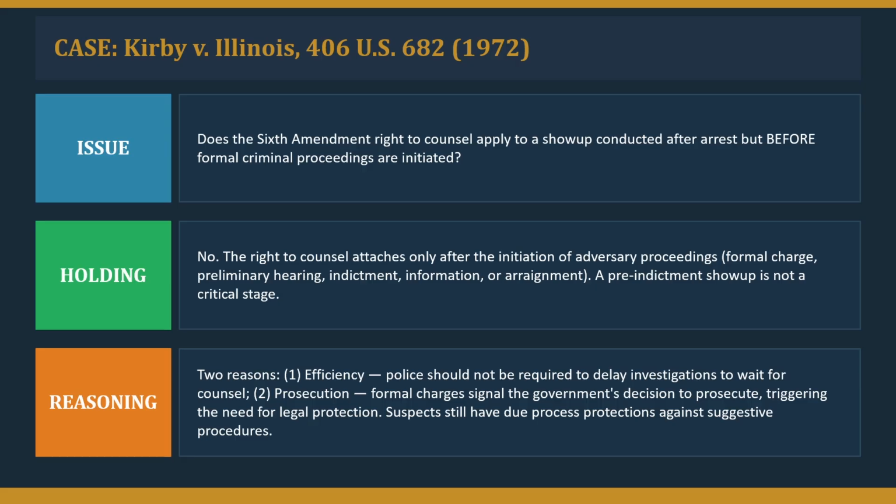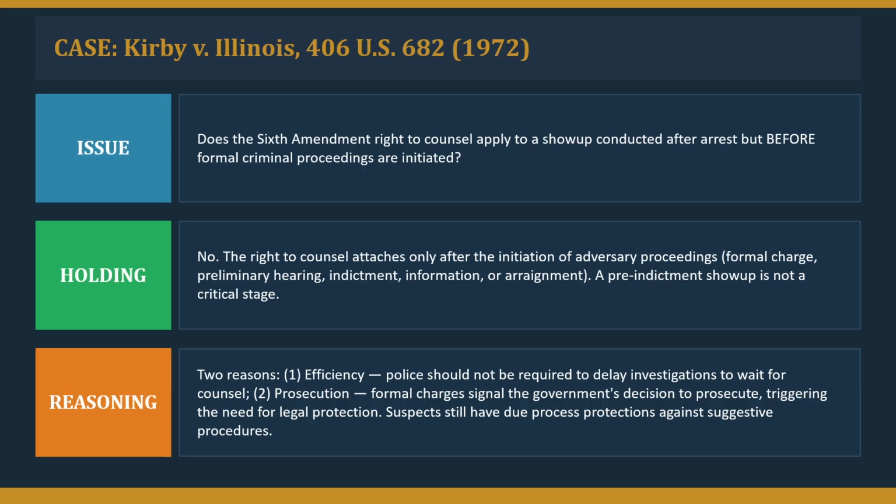This creates a bright line that is essential for you to understand. The right to counsel at identifications is determined by when the identification occurs relative to the initiation of formal proceedings. Before indictment or formal charge, no right to counsel under the Sixth Amendment, though due process still applies. After indictment or formal charge, the full Wade-Gilbert protections kick in.